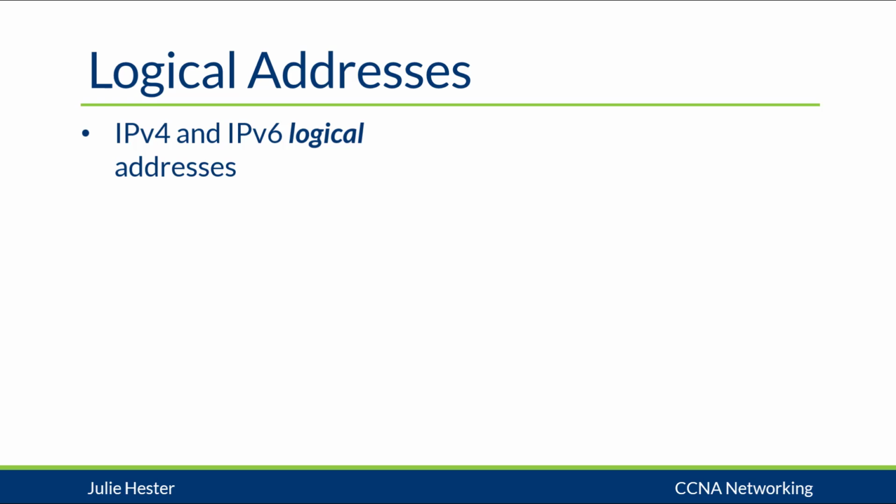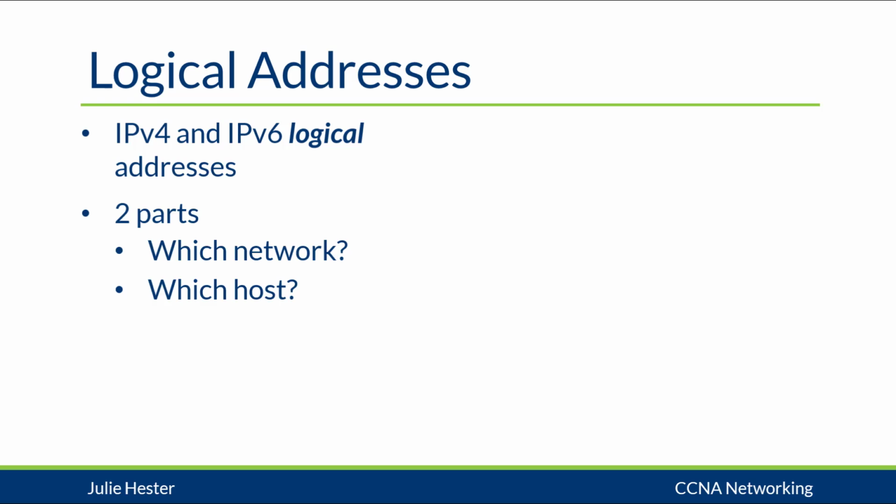The network layer addresses are logical addresses. We have 2 addressing systems, IPv4 and IPv6. A logical address means the address changes depending on which network the device is currently on. Your laptop's IPv4 address will probably change when you move it from your home network to your school or work network. A Layer 3 address tells us 2 things: the network a device is on and its unique ID or host ID on that network.